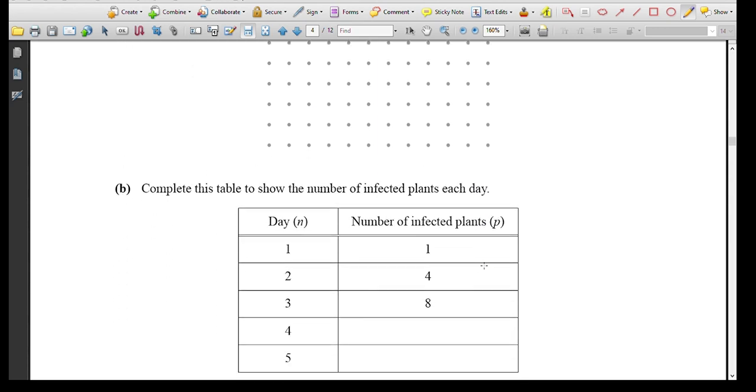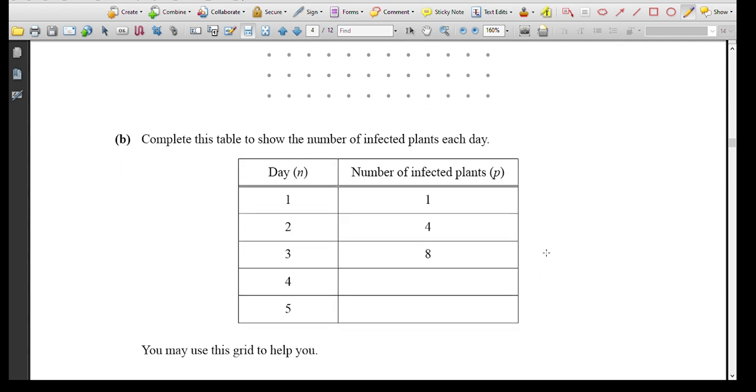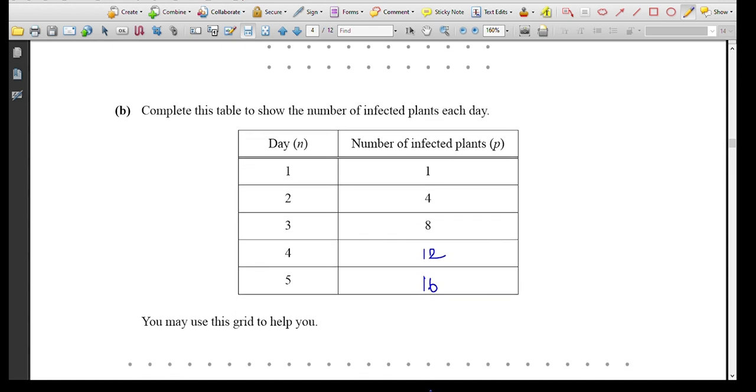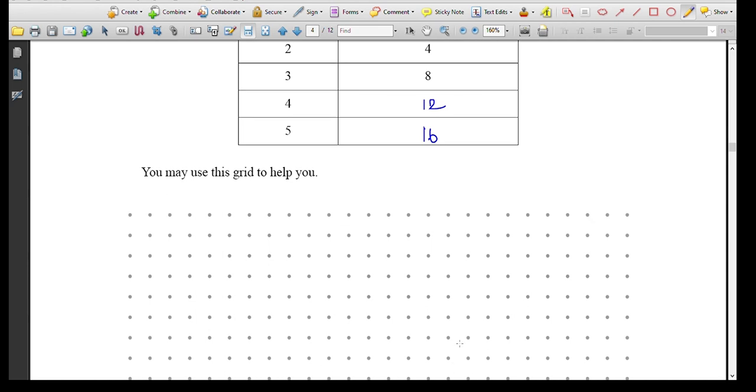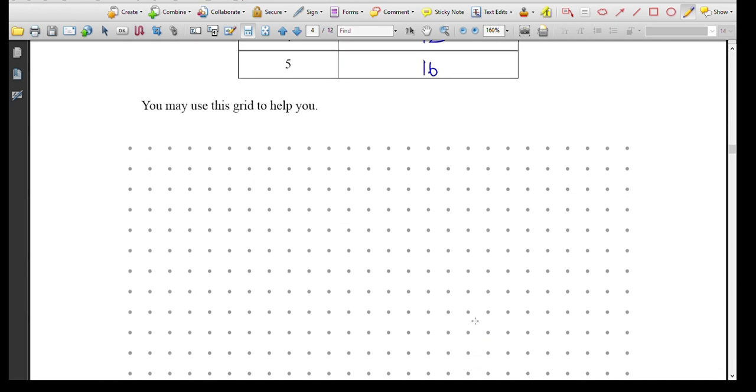Complete this table to show the number of infected plants each day. So 1, 4, 8 they gave, and recently we have got 12. We can find the pattern here: except for the first day, all the remaining days are getting added by 4. So the 5th day is going to be 16, because it's forming a square. If you have any doubt, you can use the space given and find the answer.